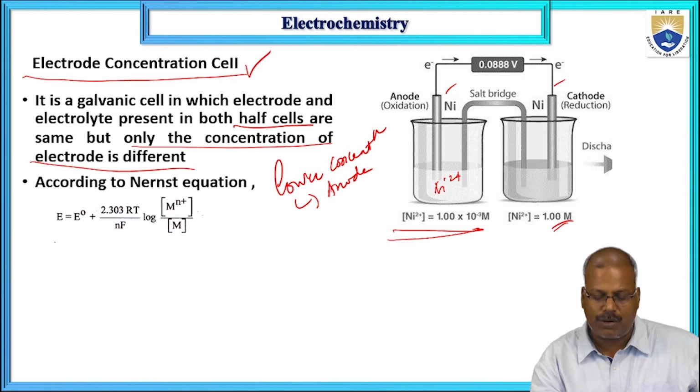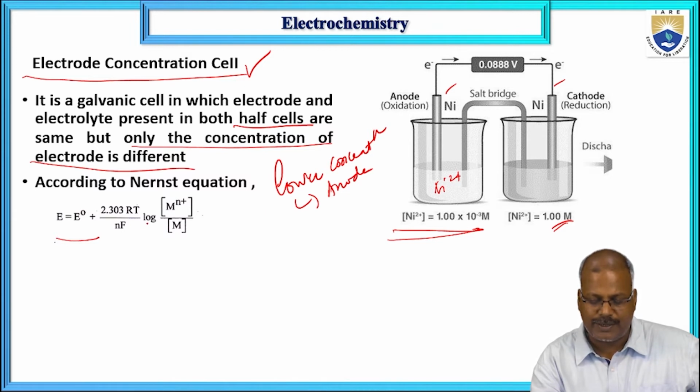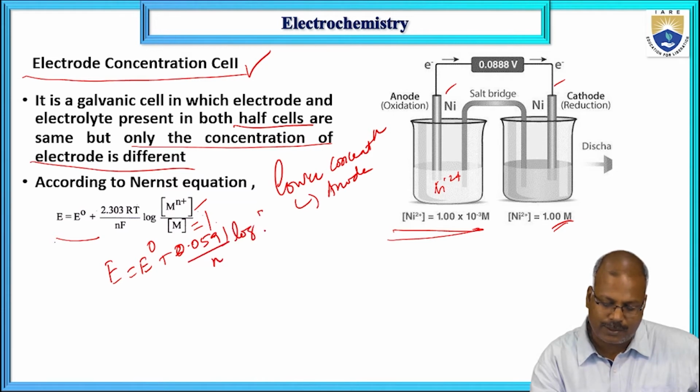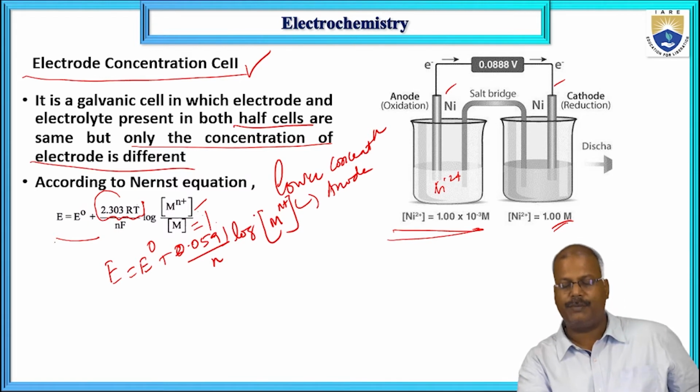According to the Nernst equation, E is equal to E naught plus 2.303 RT by NF log concentration of Mn plus divided by M, where M is equal to 1. So the Nernst equation is E is equal to E naught plus 0.0591 by N logarithm of the concentration of Mn plus. We know that 2.303 RT by F is given by 0.0591.